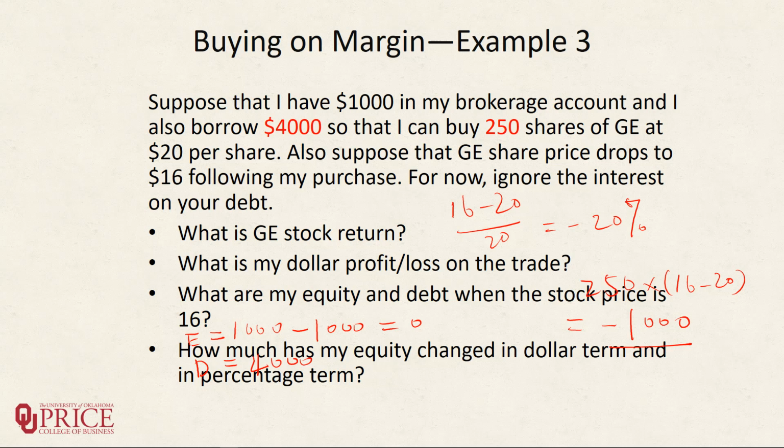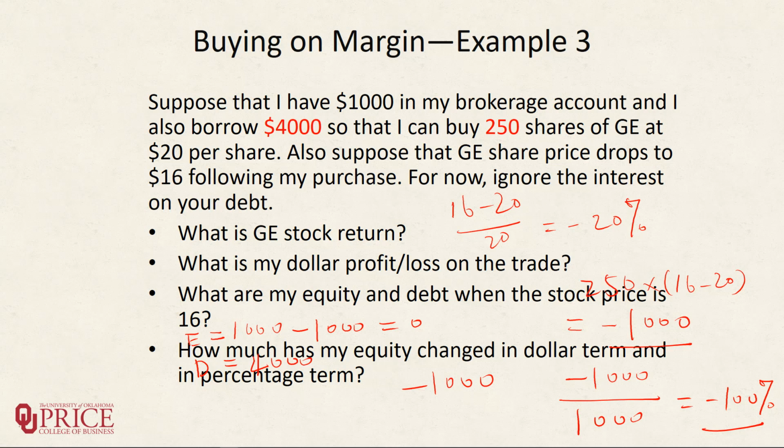How much has my equity changed in dollar term and in percentage term? Well, in dollar term, I lost $1,000. In percentage term, that's my loss over my initial equity, so that's negative 100% because I lost all my equity, so that's 100% loss on my equity.